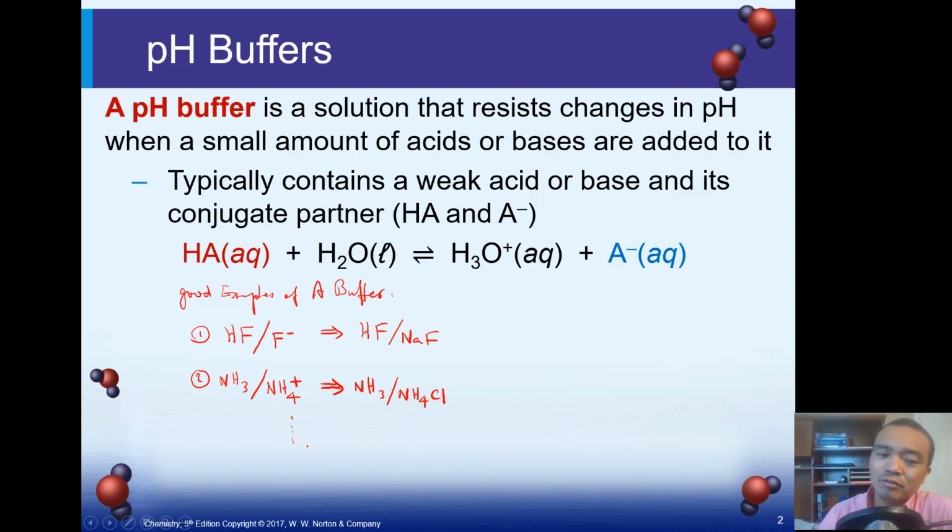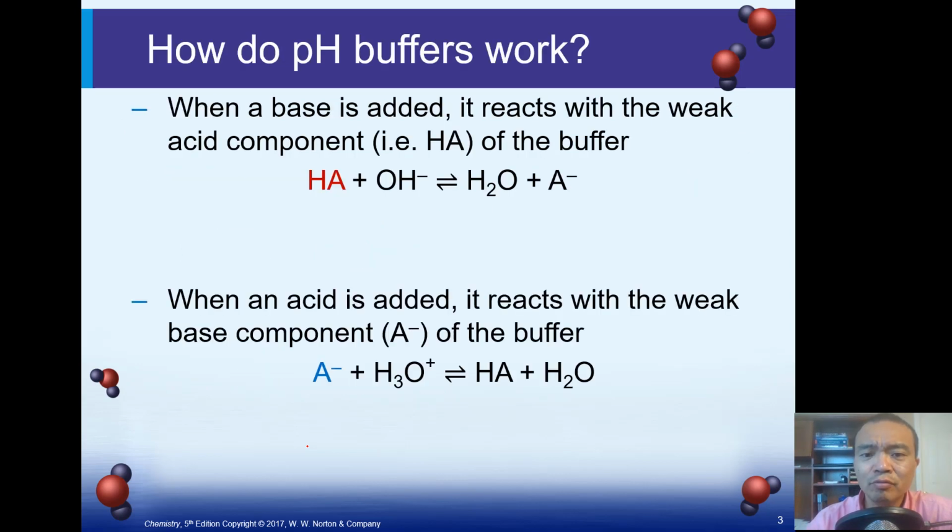Okay. We have some other different ways to make buffers, which we will go over in a little bit. So how do buffers work? In the buffer system, you will have a weak acid and the conjugate base, or you have a base with the conjugate acid, vice versa. What happens is when you add a base to it, it will react with the acid component.